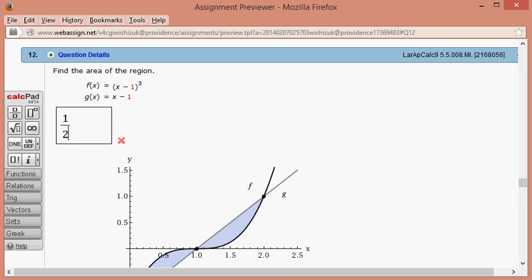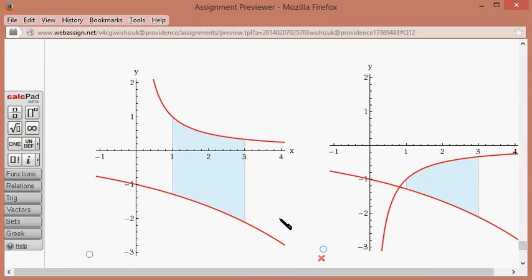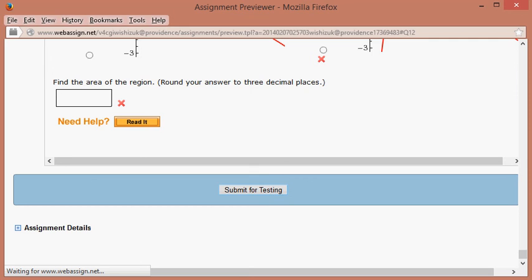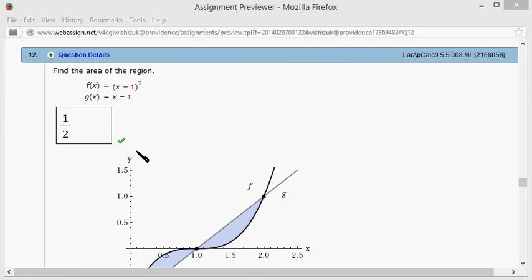Let's check the answer. Oops, test sub before testing. It came back. Looks like we got this one correctly. That's it. I hope that this was clear.